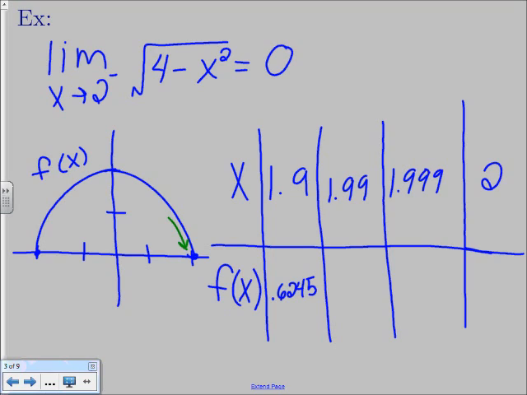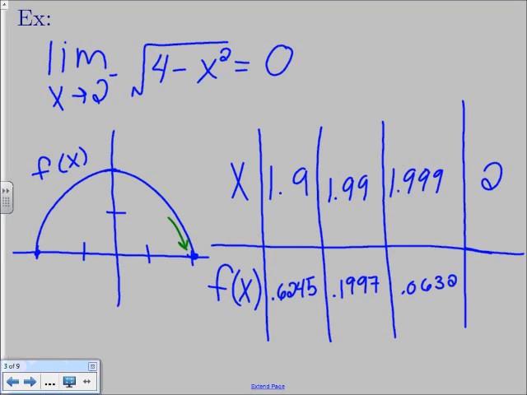Okay, so then if we plug in 1.99, we get 0.1997. So we're getting smaller. And then if we plug in 1.999, we get 0.0632, so even smaller. So just from those 3 numbers alone, it looks like the closer we get to 2, the smaller and smaller we get. So that goes along with our picture saying the closer you get to 2, the closer you get to 0.